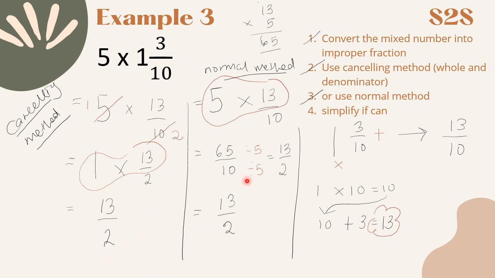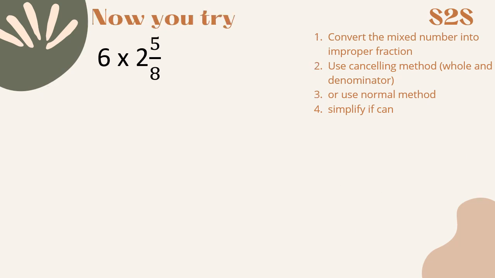So again, whichever method you're using, if you're using it correctly, you will get to the same final answer. Now it's time for you to try. Take a piece of paper with a pen or a pencil, or your mini whiteboard with your marker pens. Follow the S2S. First thing first, you need to convert the whole, which is 2 wholes, 5 out of 8, into an improper fraction, and you're using the clock method for that.